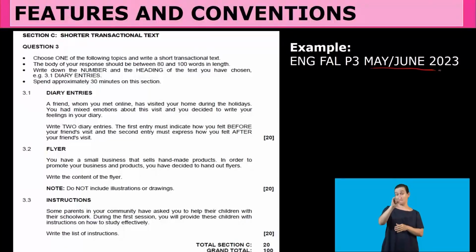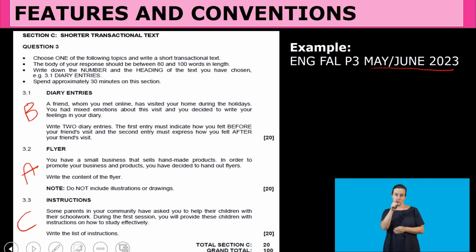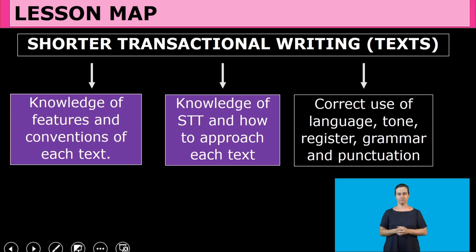This is an example from May-June 2023 of what a question would look like. Here you can see a diary entry from category B, a flyer from category A, and instructions from category C. You would then choose one of these texts.